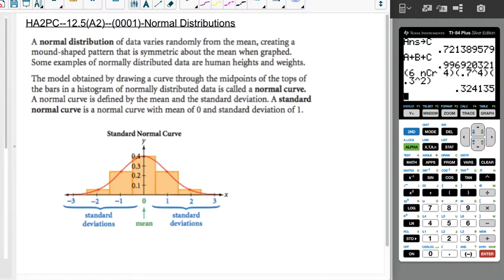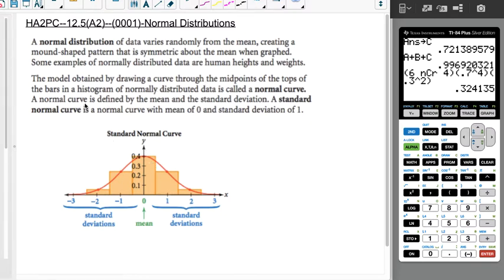All right, this is Honors Algebra 2 Pre-Calculus, and this is 12.5 in Algebra 2, our last video in Chapter 12. So we're going to talk about normal distributions. Normal distributions of data vary randomly from the mean, creating a mound-shaped pattern. So it's symmetric about the mean when graphed.